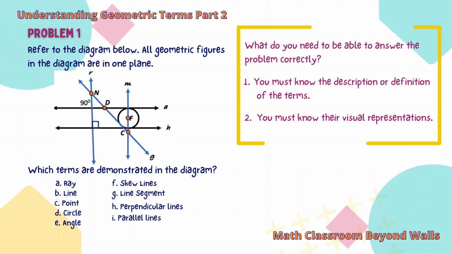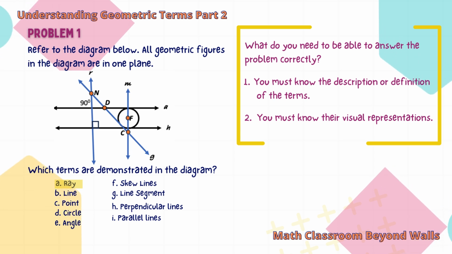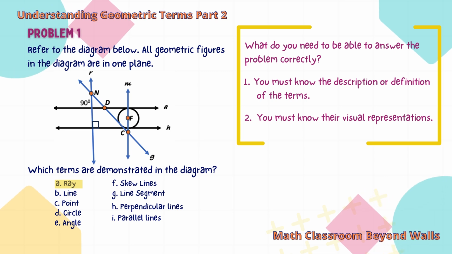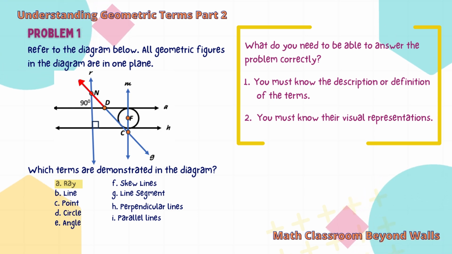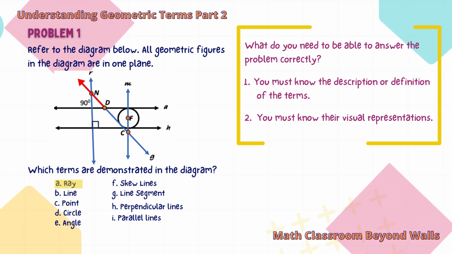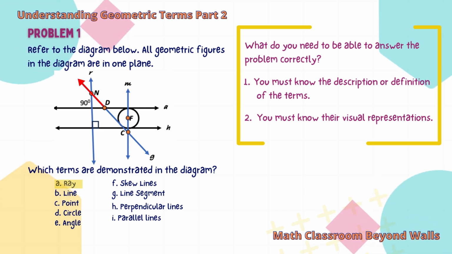Let us begin with option A, ray. Recall that a ray has one terminating end and the other end is extending infinitely. With that definition, can we now visualize its representation? Okay, let us look at the diagram and find out if it is here. Yes, it is here. There you are. I'm sure you can identify another ray in the diagram.